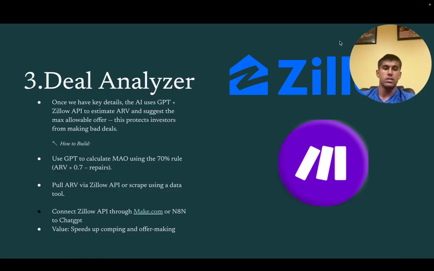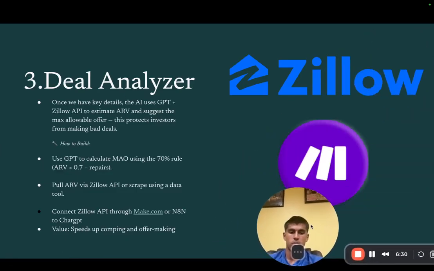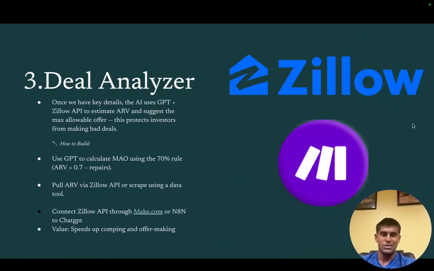So the next thing is a deal analyzer. Let me move my camera so y'all can see the images. So once we have key details, the AI uses GPT plus Zillow API to estimate the ARV and suggest the maximum allowable offer. This protects the investors from making bad deals, right? And it also helps your leads get a good deal, so you both have a win-win situation.